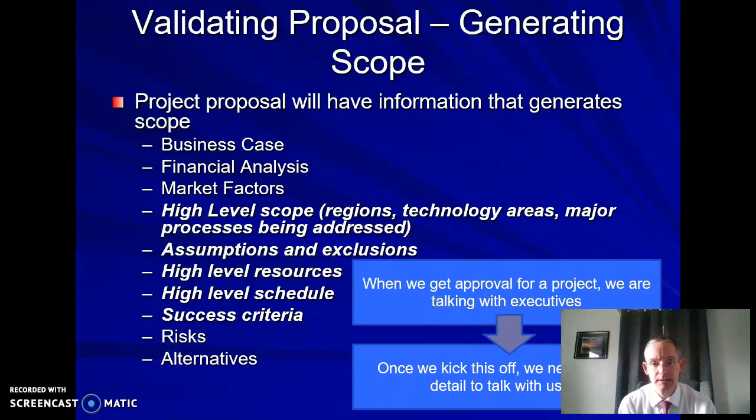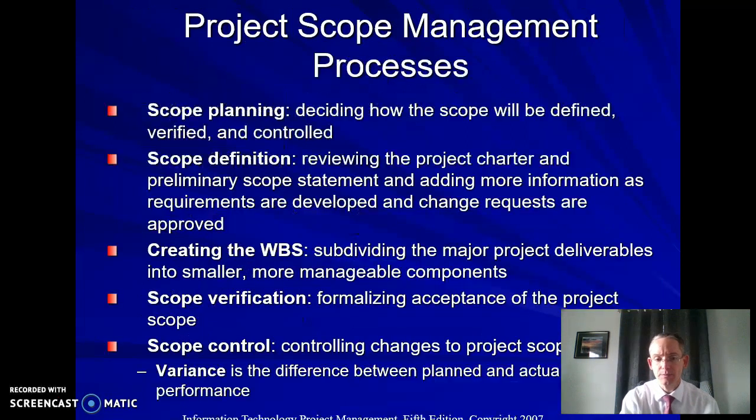So you have a proposal, you generate your scope. The project proposal basically is going to have some information that we talked about last week: business case, some financial analysis, market factors, and it's going to have a high-level scope that says these are the areas we'll be operating in, these are the technologies we'll be implementing, here's what's going to be addressed, some assumptions and exclusions, high-level resources, success criteria. All those will be translated basically into your scope documentation when you actually kick off the project.